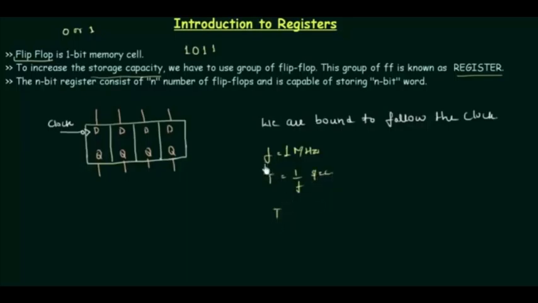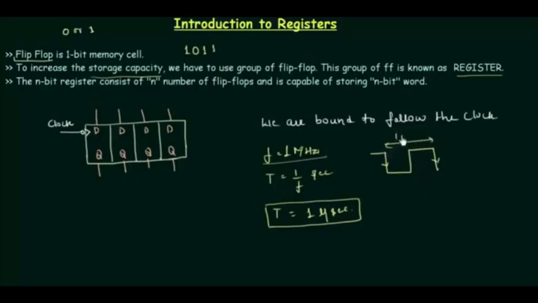So for a frequency of 1 megahertz, the time period is 1 microsecond, and after 1 microsecond we will have the falling edge. It is negative edge triggered, so we will have the falling edge like this. These are the two falling edges, and the time is 1 microsecond. So after every 1 microsecond, whatever you store in these flip-flops will get changed.